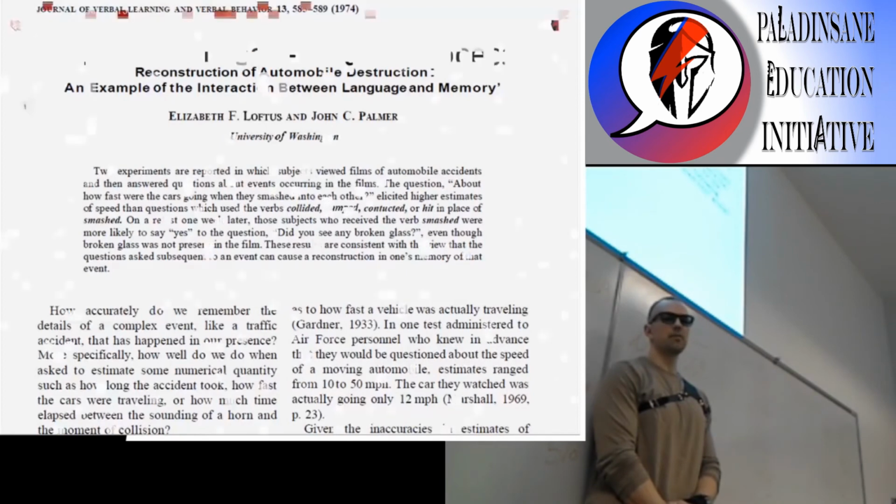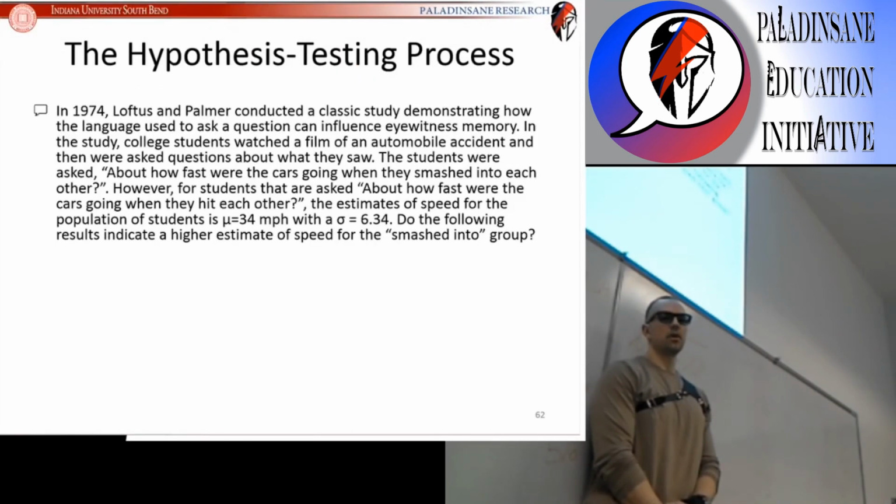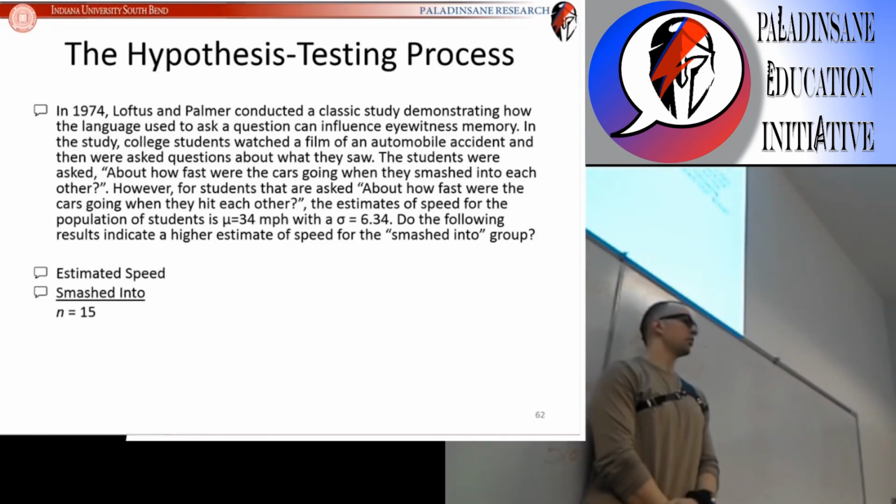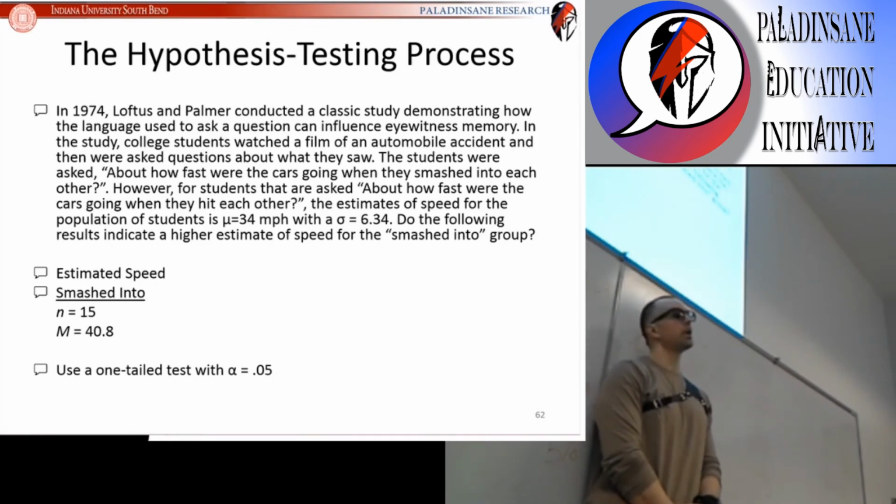You have all the information that you need. You have your sample means. You have your one-tailed test with an alpha of 0.05. You have your population distribution. Importantly, you have your comparison distribution.